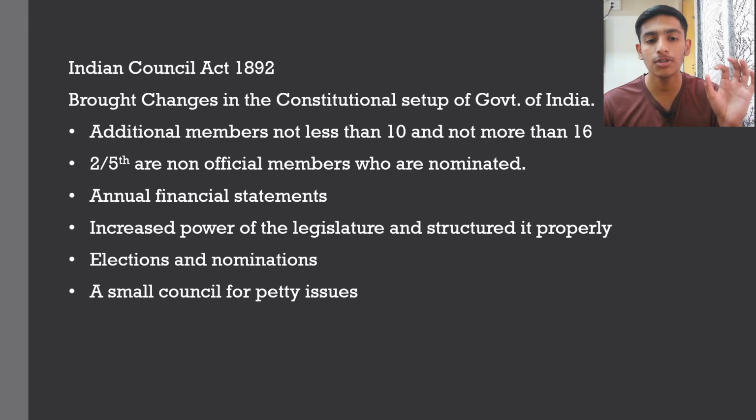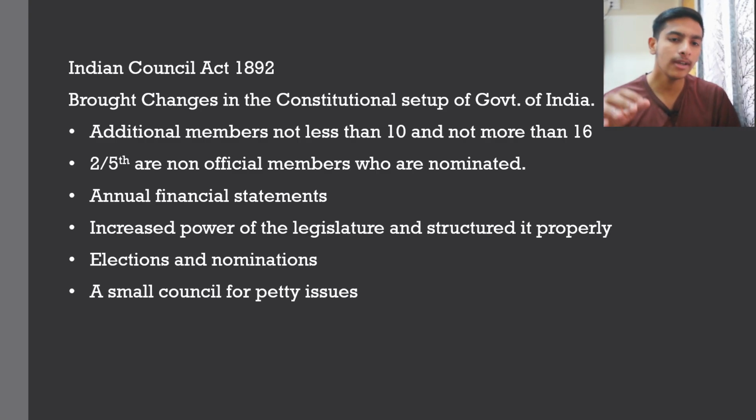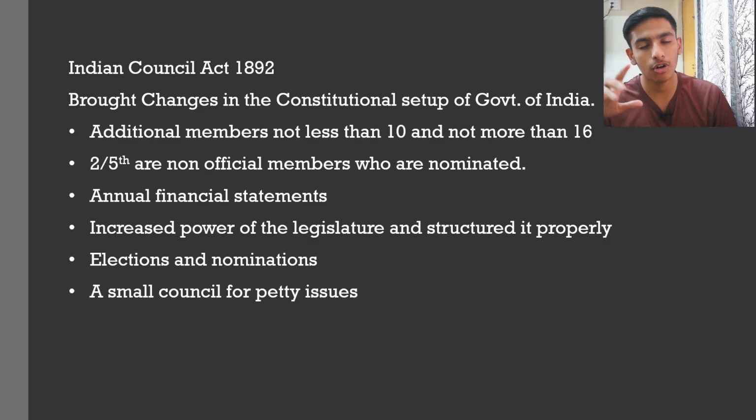Fourth is the increased power of the legislature and structuring it properly. Basically, they wanted to make a streamlined procedure for the legislature, executive and judiciary, as we have seen earlier, how from the High Court, Adalats to the Supreme Court, the hierarchy is there. Similarly here also, the provincial government, Government of India, central legislature and provincial legislature, these divisions were slowly being made, and the powers were structured properly. Then elections were being held, but we will see how these elections were and what adult franchise there was at that time. Mostly, nomination was the method mainly used. And for small petty matters, a small council was set up by this act.